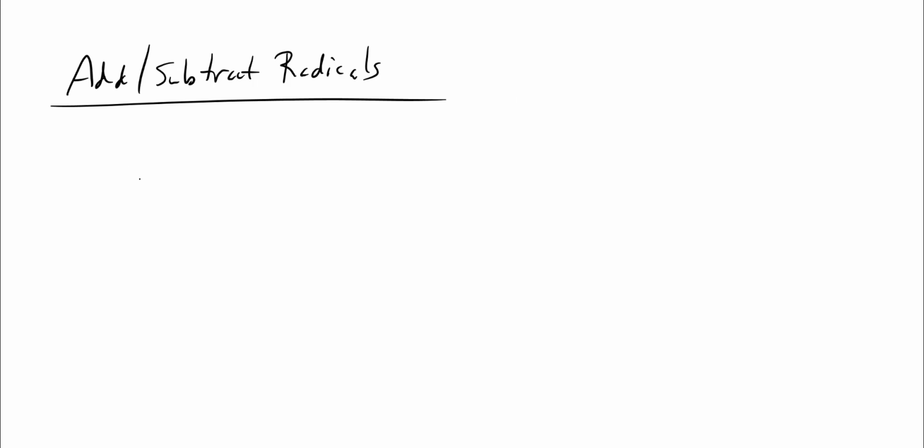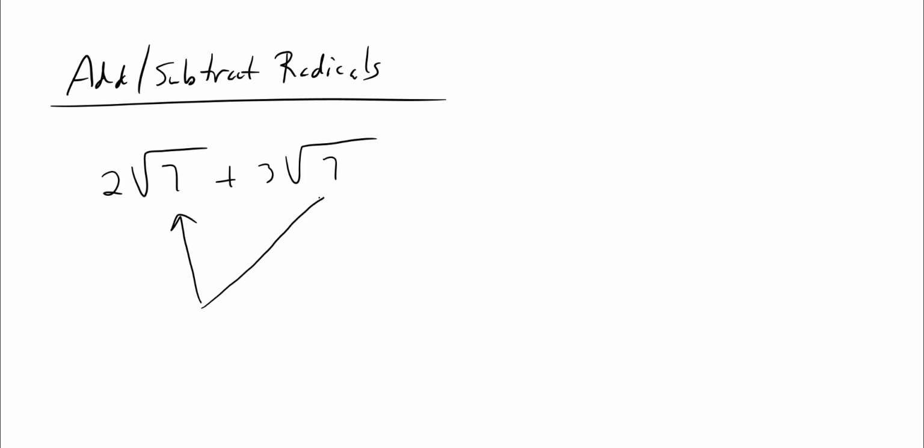Basically, in order to add and subtract radicals, let me just give you an example. 2 root 7 plus 3 root 7. In order to add and subtract radicals, the numbers underneath the radical have to be the same. If they're not the same, you can't add them together. The root has to be the same too, so one can't be a cube root and the other a square root. They have to be both square roots, both cube roots, both fourth roots.